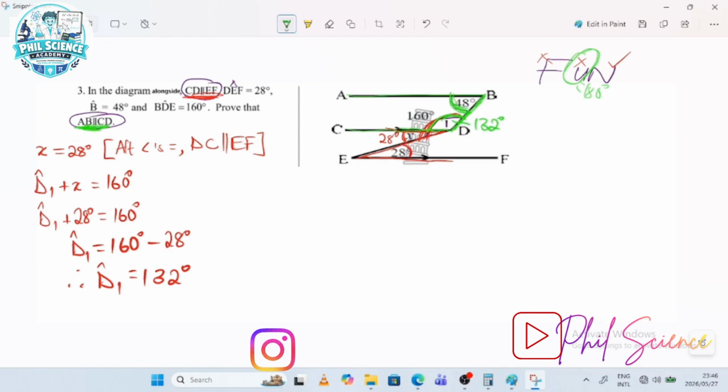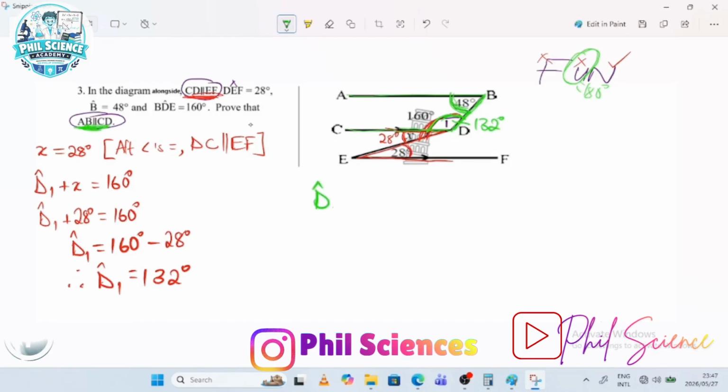Why am I saying that? It is because co-interior angles are equal to 180 degrees, or co-interior angles are supplementary, right? But we don't know that yet, so we have to show that D1 plus angle B has to give us 180 degrees. So let's go ahead and show that. We're going to say angle D1 plus angle B is equals to, where there is D1, we'll put 132 degrees, and where there is B, you'll put 48.